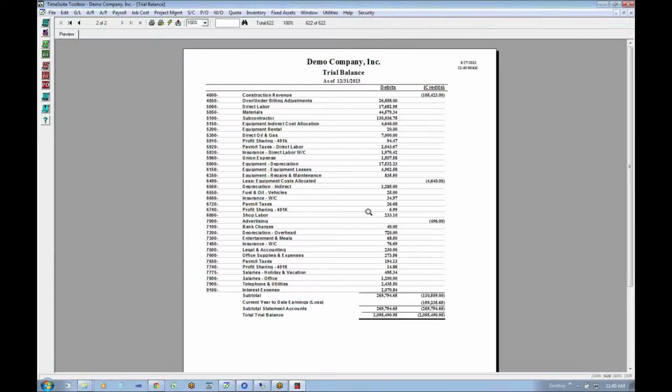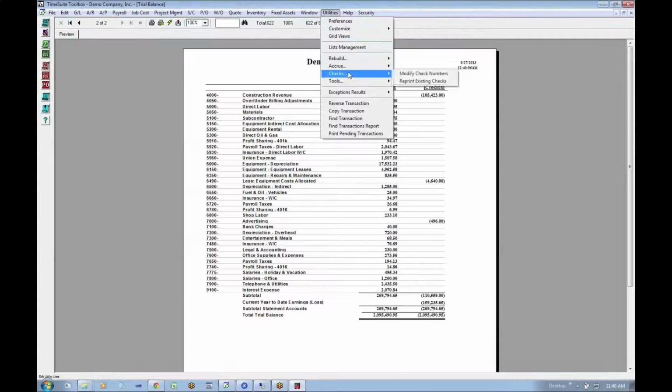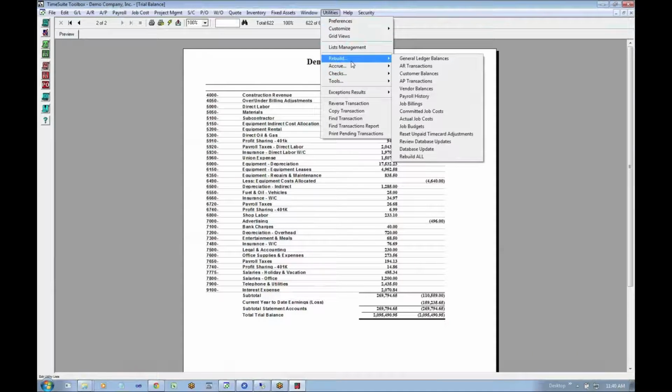And you'll go down to the bottom and you'll make sure that this number equals this number. Now, if they don't equal, that means you might have a transaction that got partially posted. So let's say the system locked up, or you had a power surge or something to that effect in the middle of posting a transaction. So you might have a transaction that's partially posted.